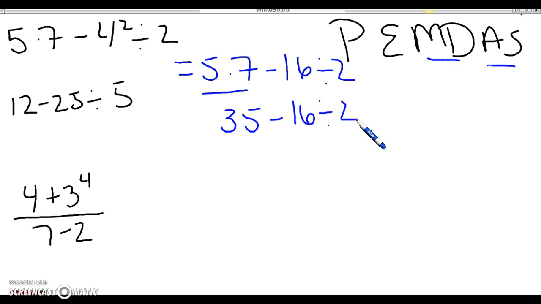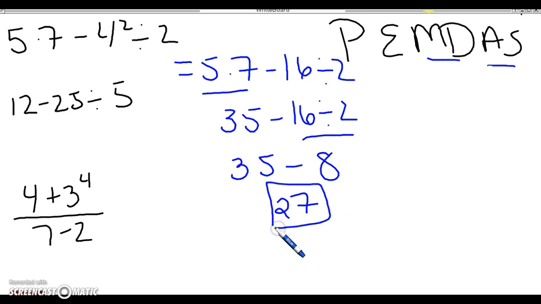The next thing that I'm going to do is my division, going in order of operation. So I have 35 minus 8. And the last thing that I'll do is I'll subtract, so I get 27. Okay, let's go on to the next one. I have 12 minus 25 divided by 5. So the first thing I'm going to do is divide. 25 divided by 5, so I get 12 minus 5. And then I get 12 minus 5, which gives me 7.